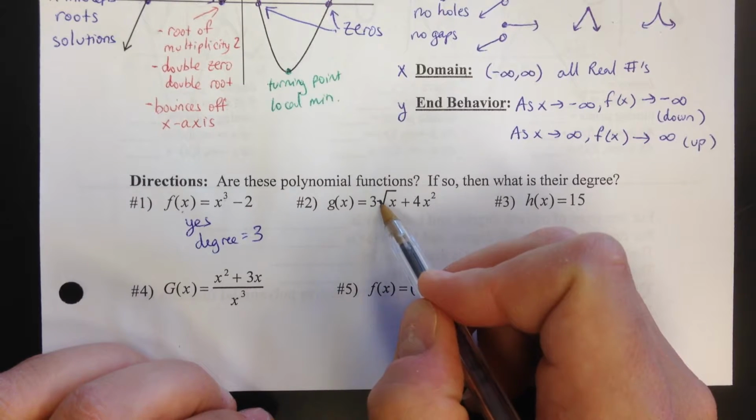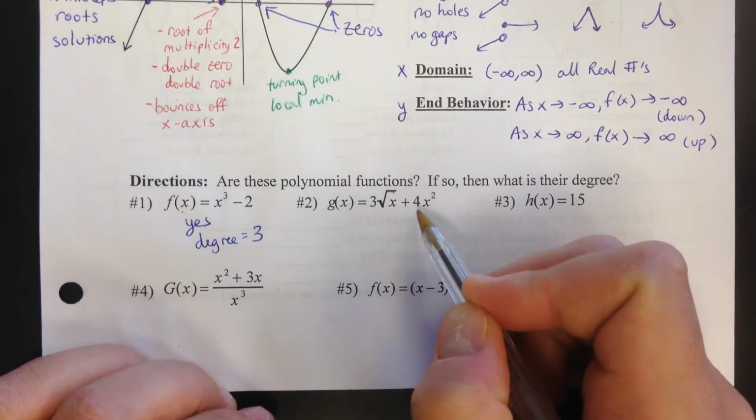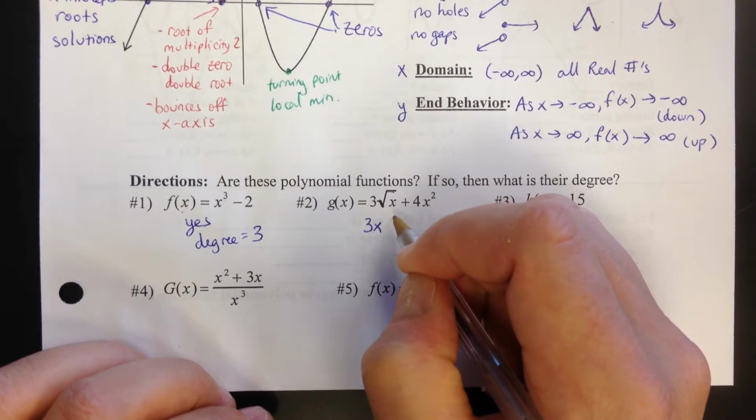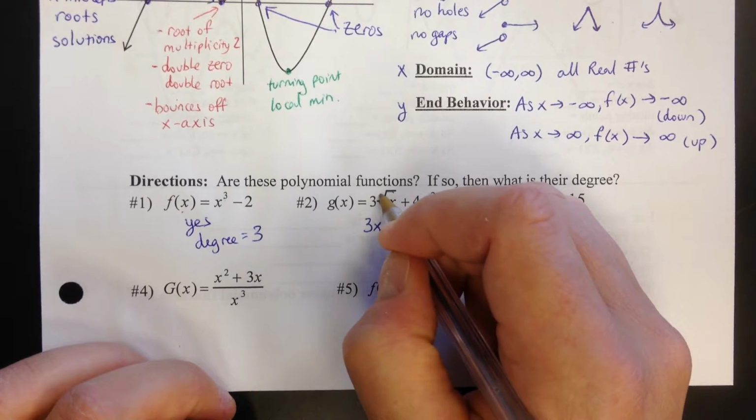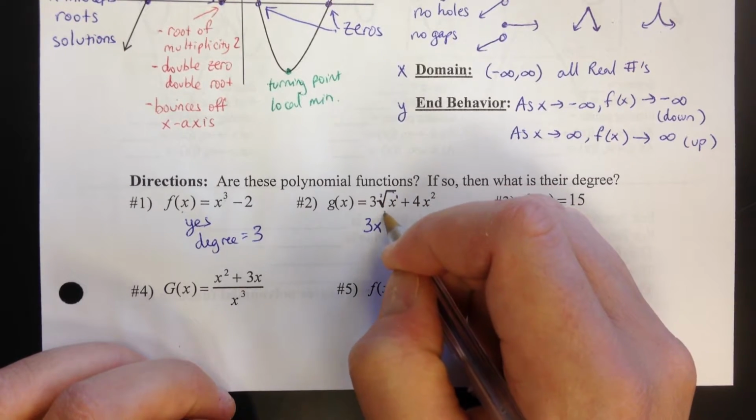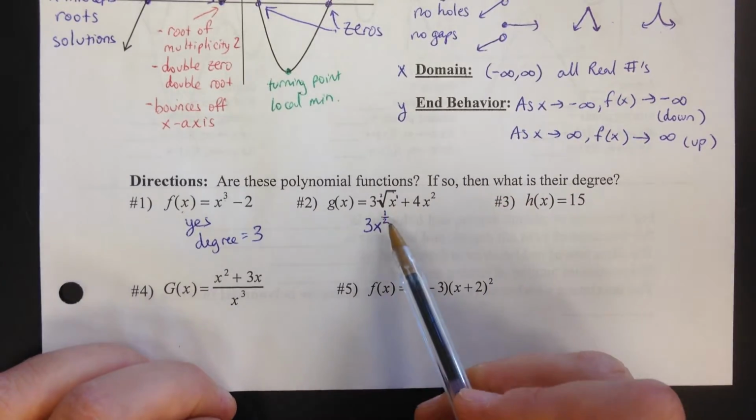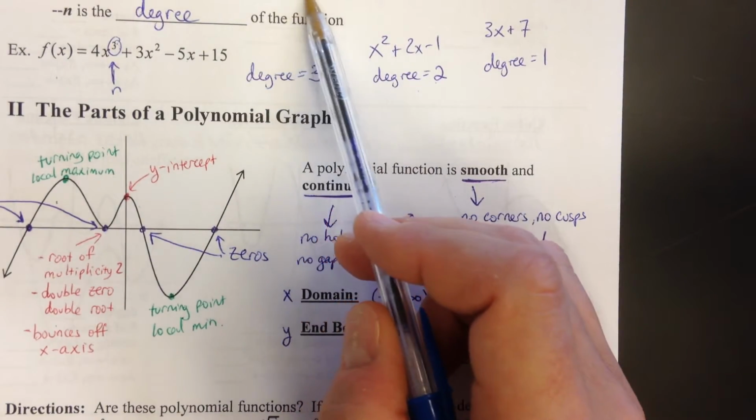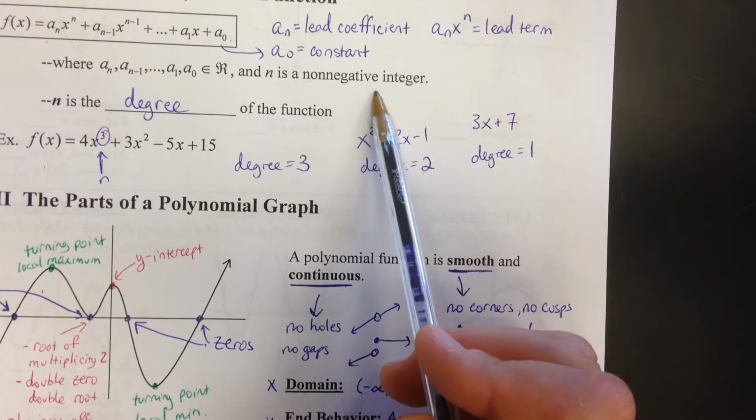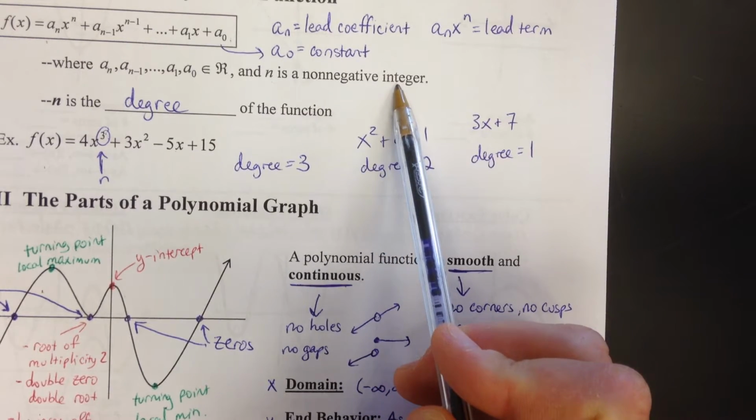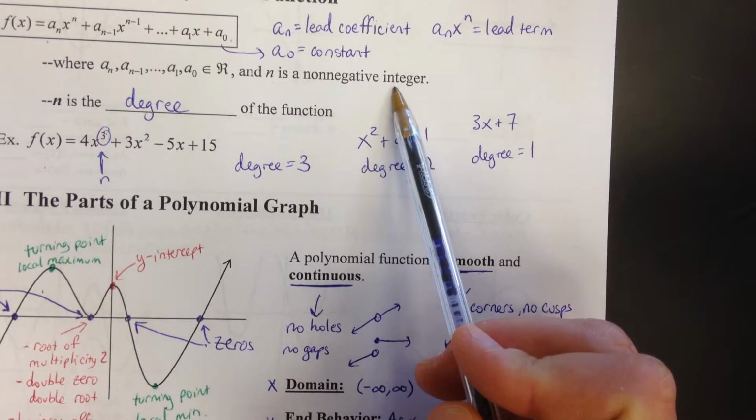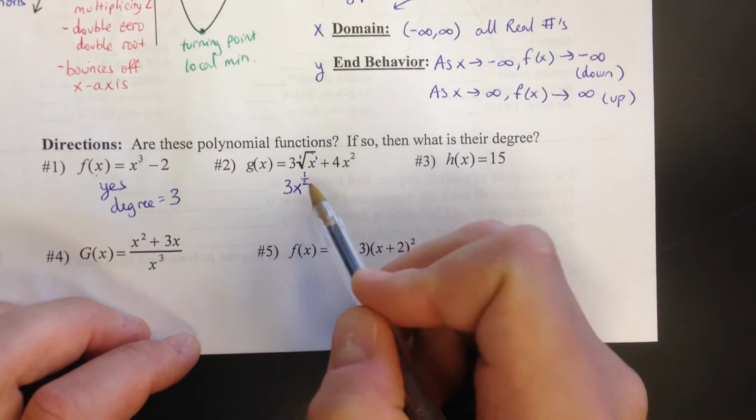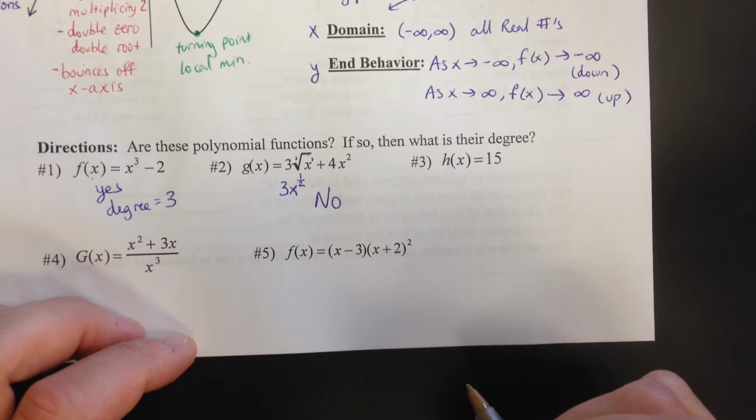Now number 2, 3 times the square root of x plus 4x squared. The problem here, the square root of x, we could write that as a rational exponent. Okay, you remember doing this? Since it's a square root, this is x to the first, we could write the exponent as 1/2, 3x to the 1/2. Now in the definition, n is a non-negative integer. So it can't be negative, and it also has to be an integer. So it can't be a fraction. So 3x, that's a fraction exponent, so that is no, that's not a polynomial function.